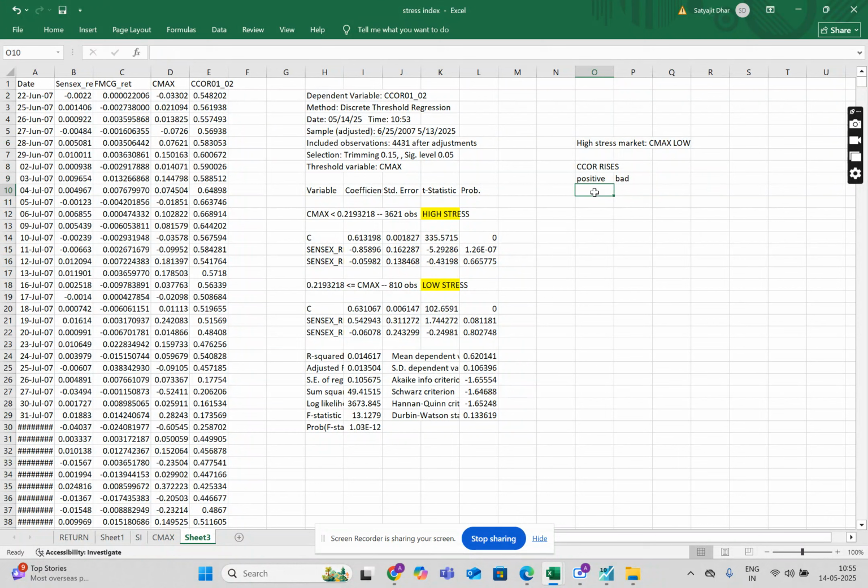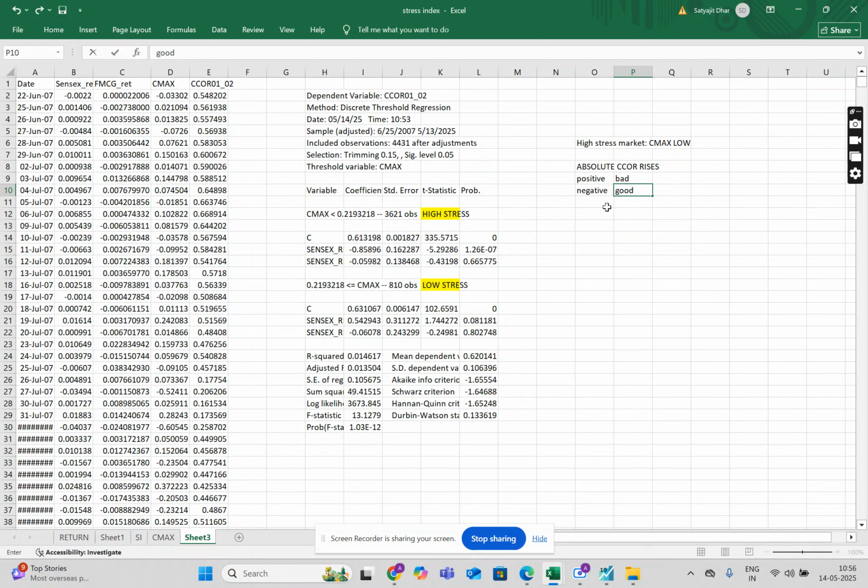And suppose CCOR is negative. So here I will write absolute CCOR. Absolute CCOR. So suppose my CCOR is negative. That means my asset does not have much connection with the market, and when the market is doing very bad, then the negative correlation between my asset and the market is increasing. That my asset is moving further away from the market, which means the market is doing bad and my asset is moving away from that bad market. That is a good thing.